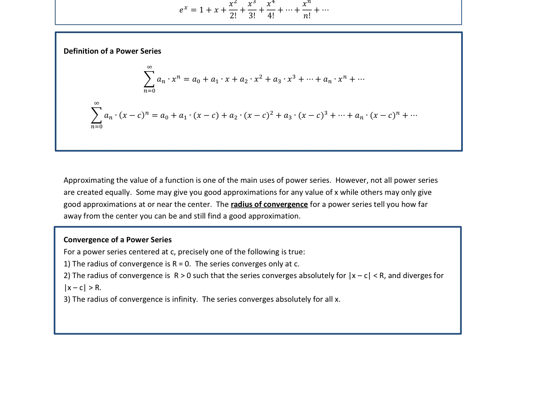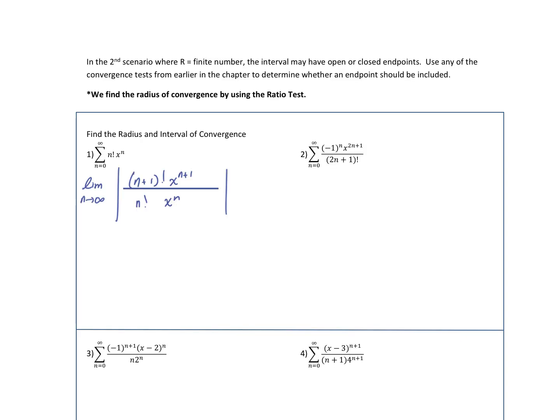We're going to have either a radius of 0, which means it only converges at the center. Most likely what's going to happen, it will converge between two values, and then sometimes it will converge for all values. So we're going to use the ratio test to do this. So I went ahead and got the ratio test set up. Remember, for the ratio test, you're plugging in n plus 1 for all of your n's.